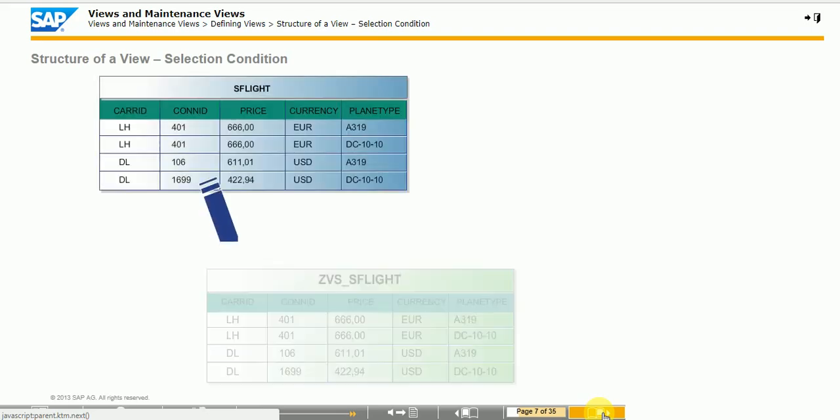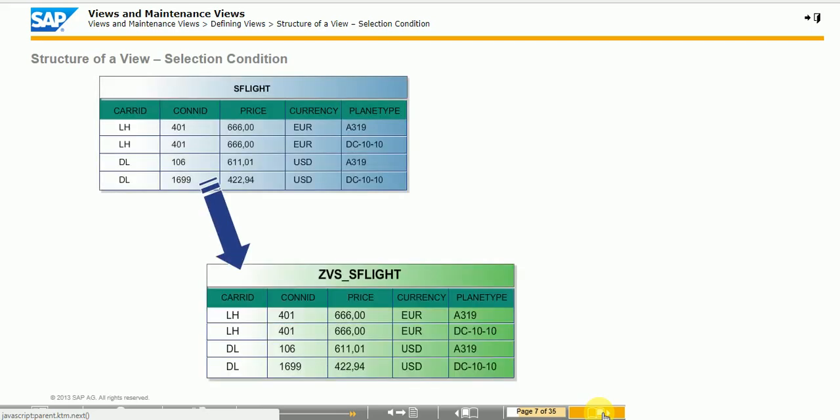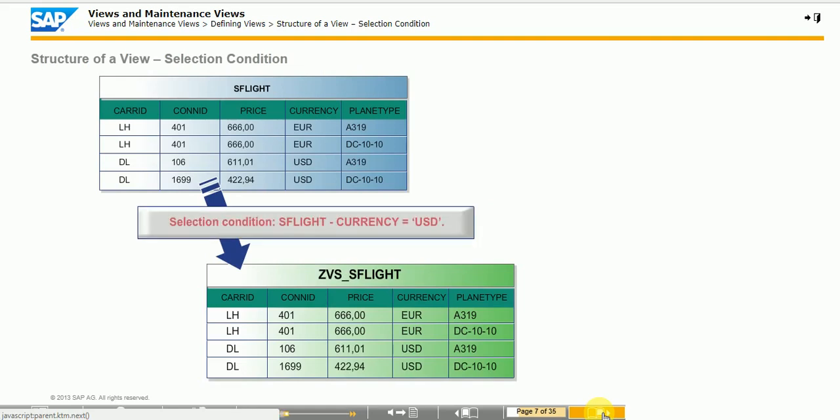The set of records that can be displayed with the view can be further restricted with the selection condition. In the example shown in the figure, only records that have the value DL in the CHAR ID field can be displayed with the view. Therefore, a selection condition can be formulated with fields included in the view and fields which are not contained in the view.